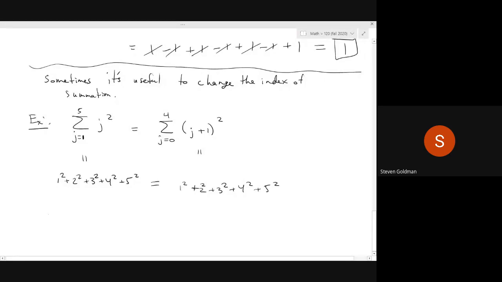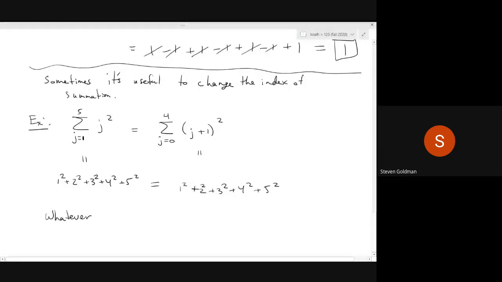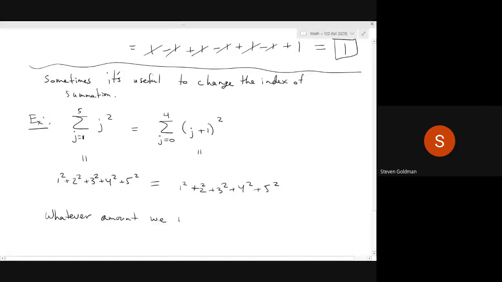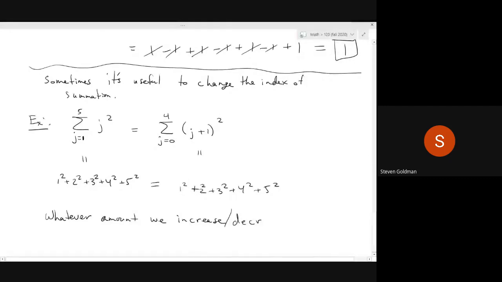All right, so whatever amount we increase or decrease j by, we need to do the opposite for a sub j. Okay. No, we would only do this for adding and subtracting. I wouldn't do it for multiplying.